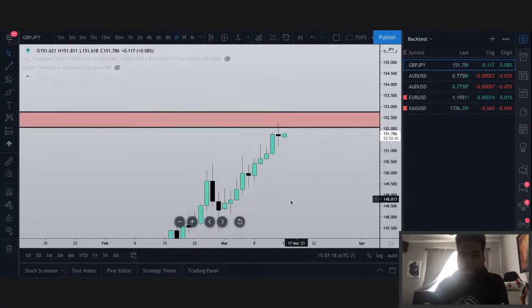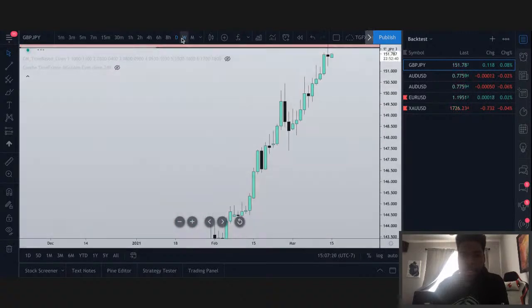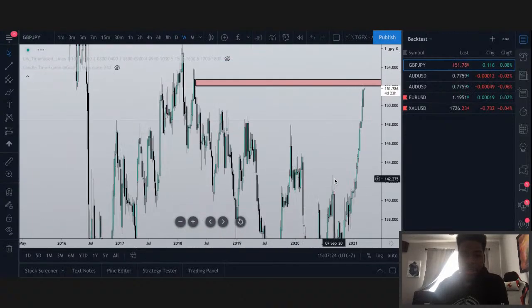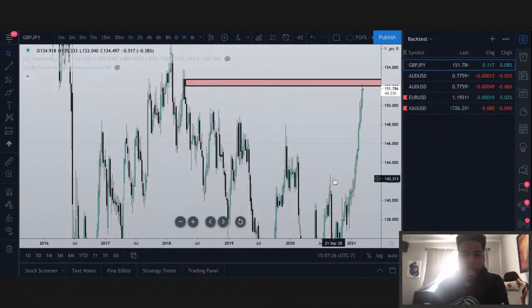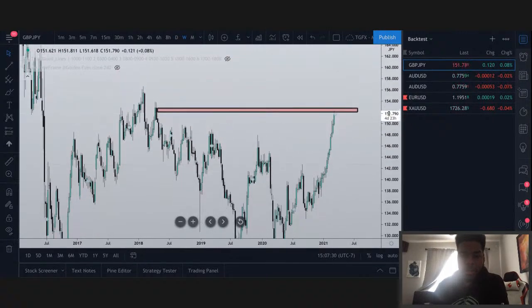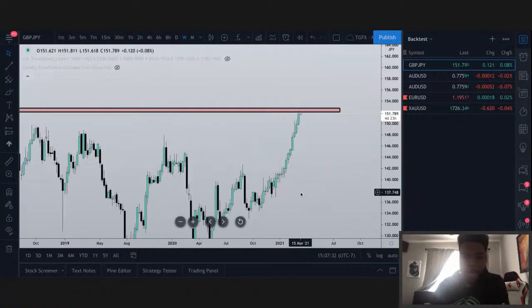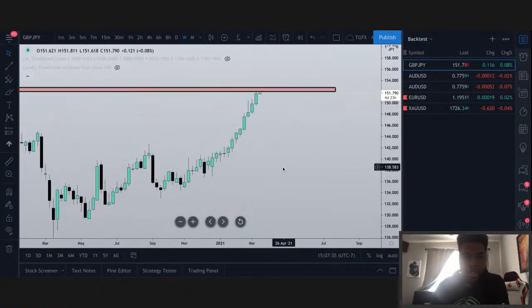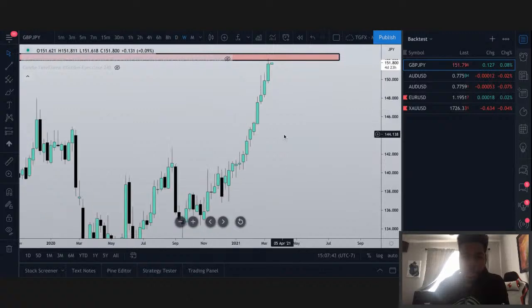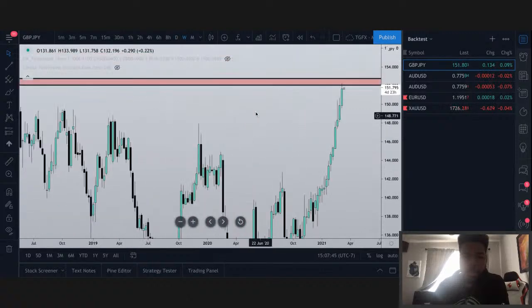But yeah, this market is definitely overbought for sure. There's a huge imbalance right now as far as where price is at, because demand on the weekly time frame would be all the way back down here somewhere, and then the last higher low would be here. So yeah, this is a huge imbalance right now.